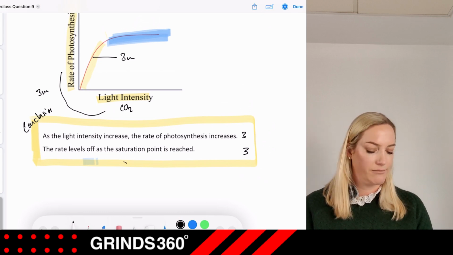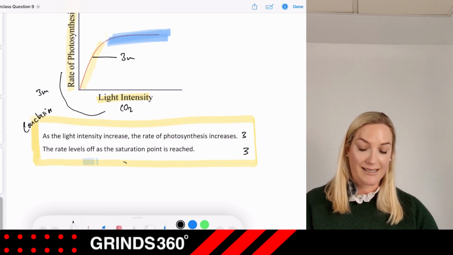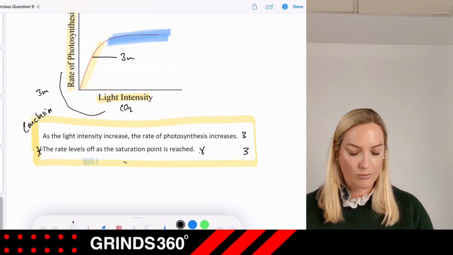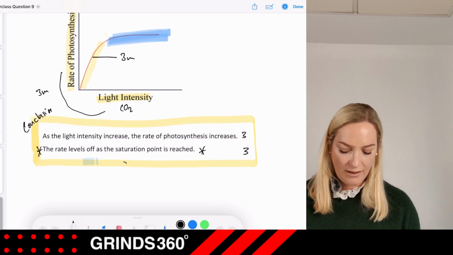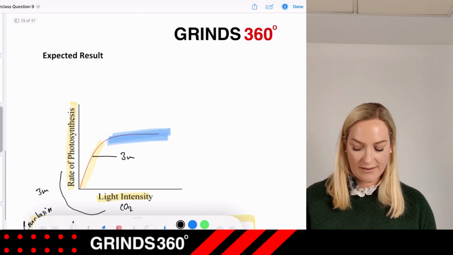I think it was pre-COVID, or maybe just after, that we first examined this. We wanted this graph explained, and not many at all gave this second point there. And okay, so that's your photosynthesis.